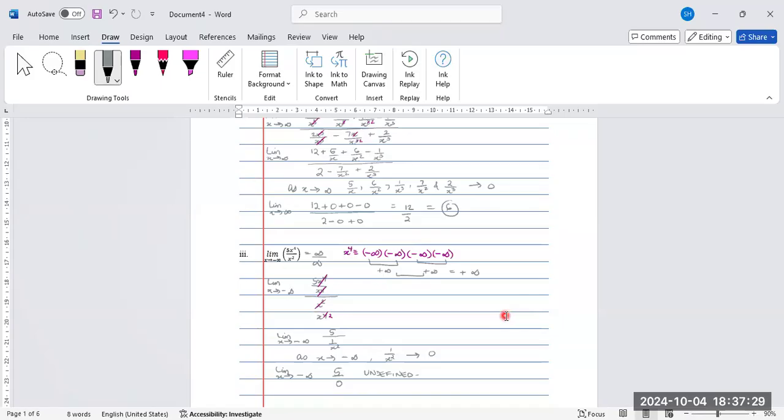Sir, how do you have negative infinity down there, as x tends to negative infinity? Because that's what the question says. X is going to negative infinity. Yes, sir. Okay. Go ahead, please, Rayton.